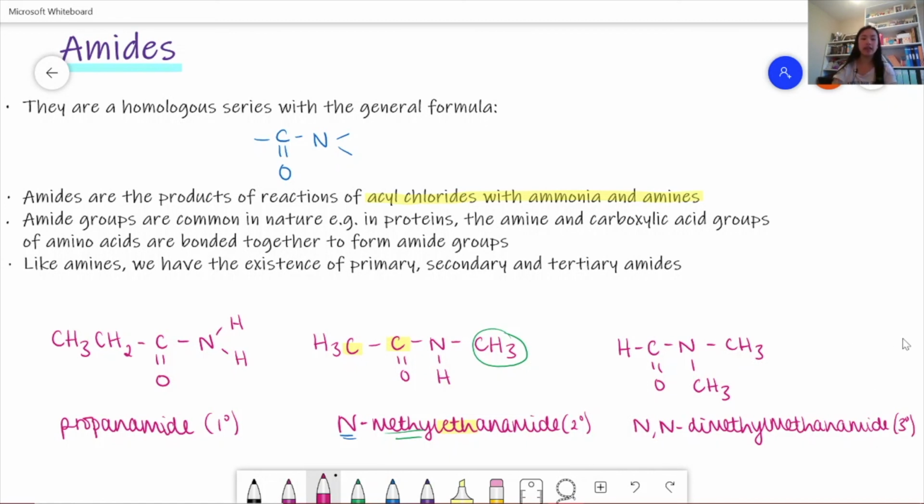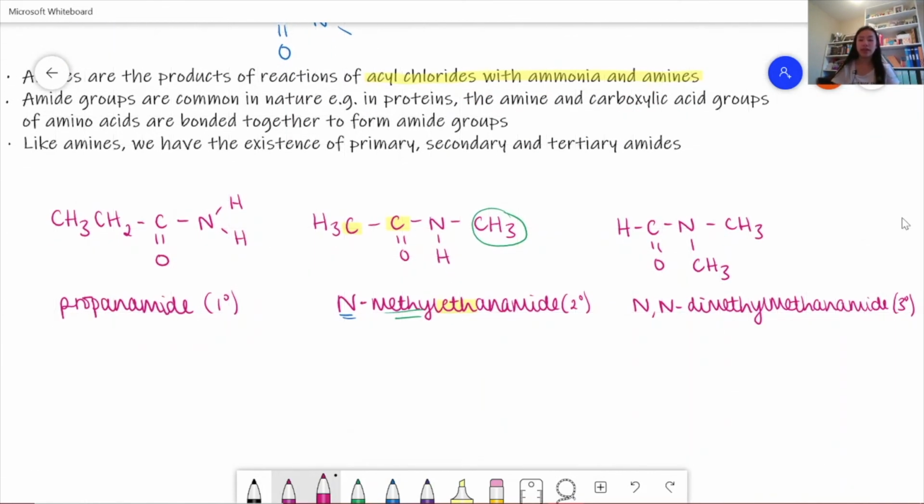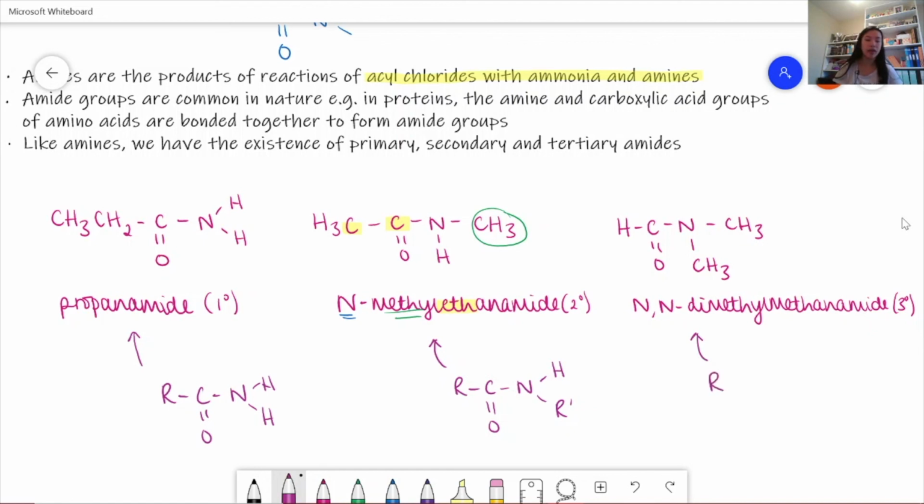So we can see that for the primary amide, we have an R group and then C double bond O, and then a nitrogen, and we have 2 hydrogens. And then for the secondary amide, we have an R group, C double bond O, a nitrogen, a hydrogen, and another R group. And then for the tertiary amide, we have an R group, a C double bond O, and then the nitrogen and 2 other R groups.